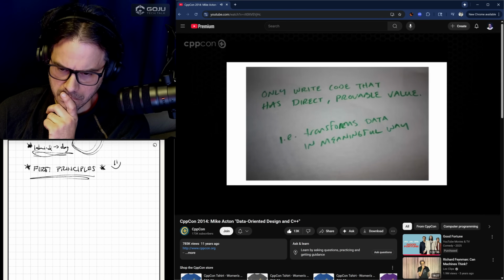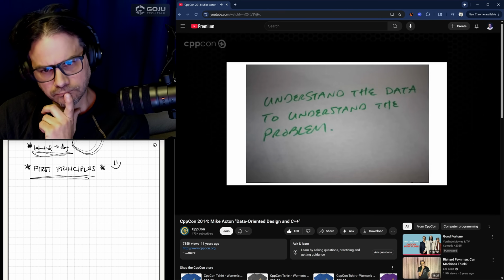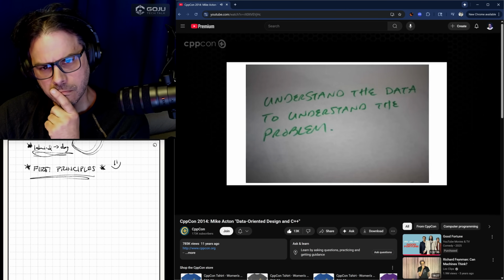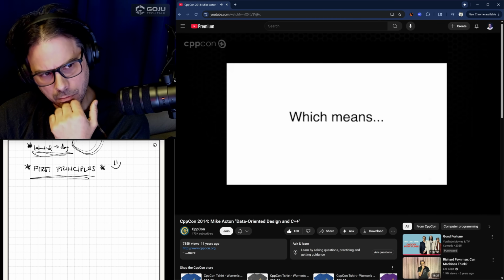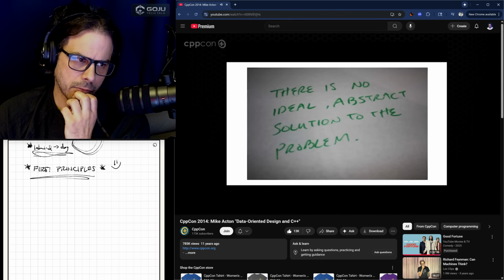So to that end, only write code that has direct, provable value, that transforms the data you need to transform in a meaningful way. And in order to do that, you have to understand the data, so you understand the problem so you can solve it appropriately. Which means that there is no ideal abstract solution to the problem. There is not. You can pretend there is, but there is in fact not.